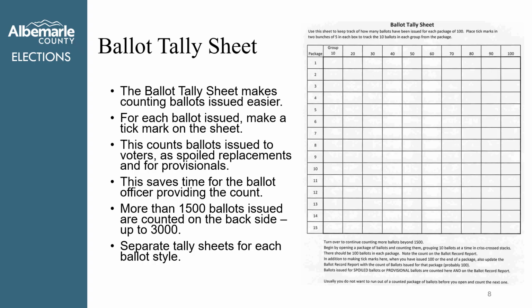If you've got too many ballots on the ballot tally sheet, usually you can flip it over and continue your count there. If you are doing multiple ballot styles in your polling place, then you should have separate tally sheets for each ballot style.